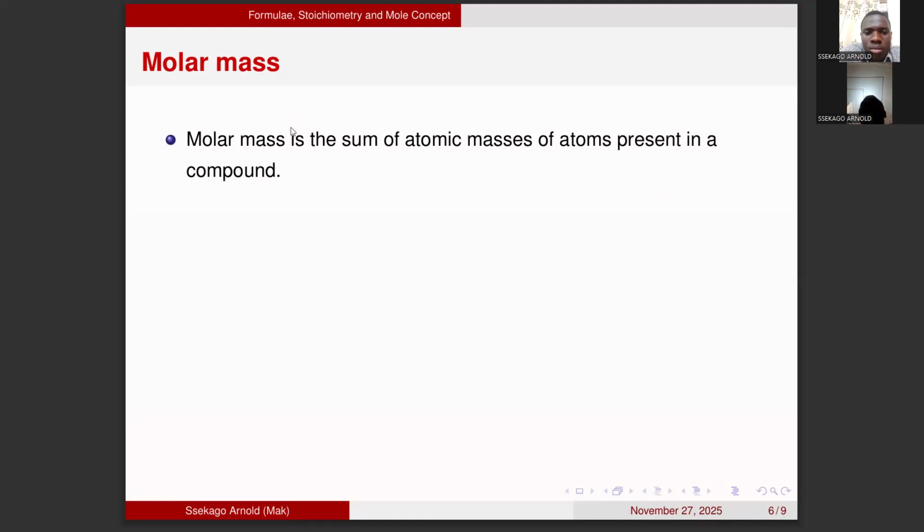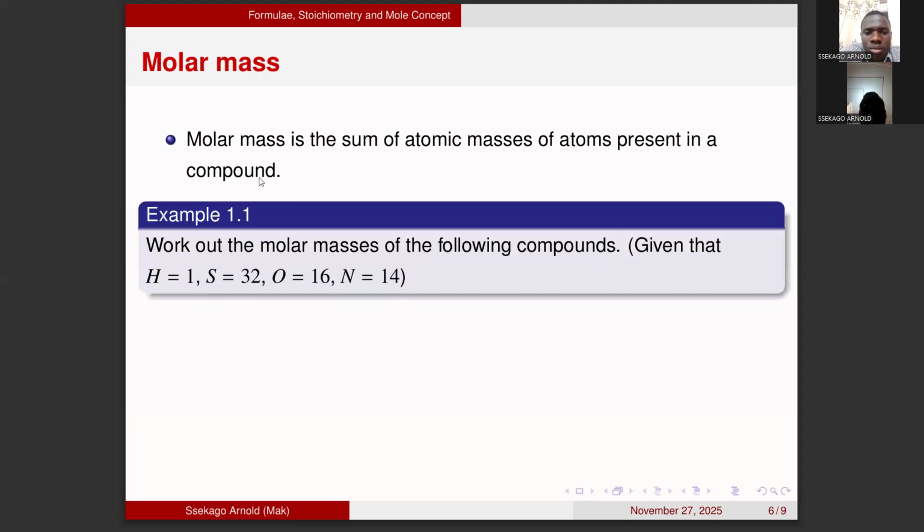By molar mass, we mean the sum of atomic masses of atoms present in a compound. For example, if I have water, all of you know that water is H2O. To get the molar mass of water, I sum the atomic mass of hydrogen plus that of oxygen. Then overall, what I get will be the molar mass of water. I'm going to give a few examples here.